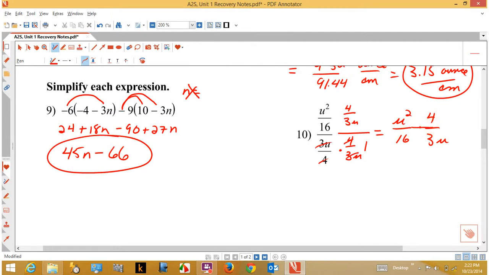And let's go ahead and cancel some stuff out. The 4 will divide into 16 4 times, and that would leave me a 1 in the numerator and a 4 in the denominator. This u will cancel into the u squared, just leaving me u, because u squared divided by u is just u. And when this cancels, that leaves me with the 1 there. So this is what I would end up with, u times 1. That's u. And the denominator has a 4 times a 3 times a 1, so that's 12. And that's my final answer.